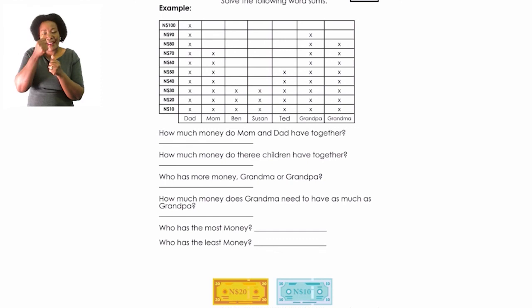Remember, you can always write the amounts underneath each other in order for you to get the correct amount. I would like for you to do number 2, 3, 4, and 5.